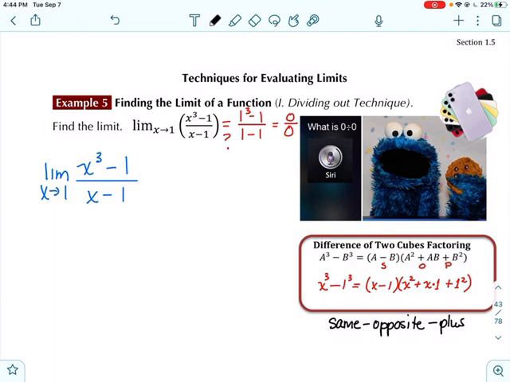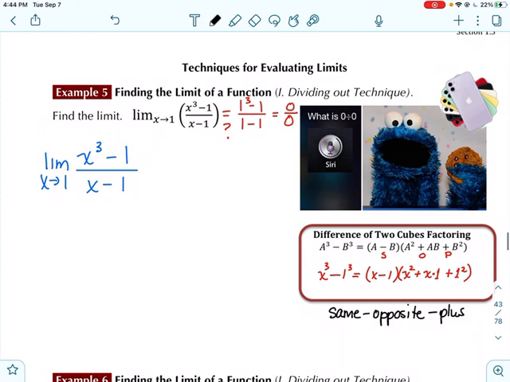And that's always a very handy tool, especially if you have a graphing calculator to see, hey, what does a picture of this graph look like if I were to put the function in? It's very, very helpful. But we're going to now talk about evaluating limits algebraically. So one of the techniques has to do with dividing out.